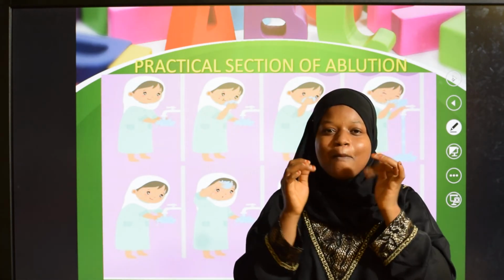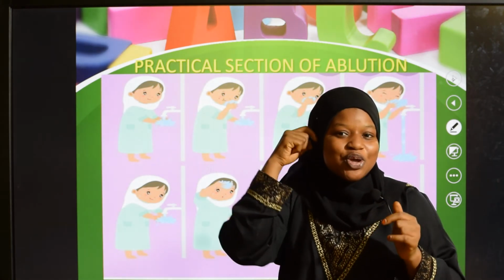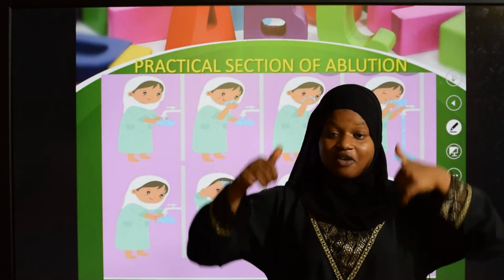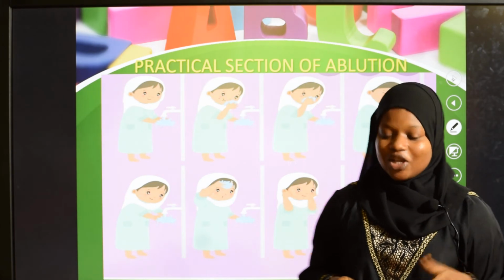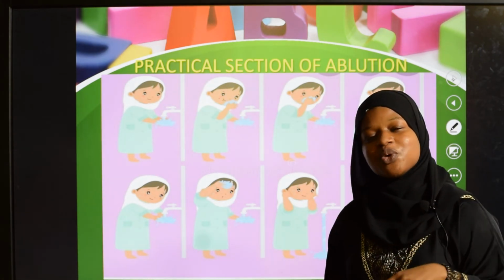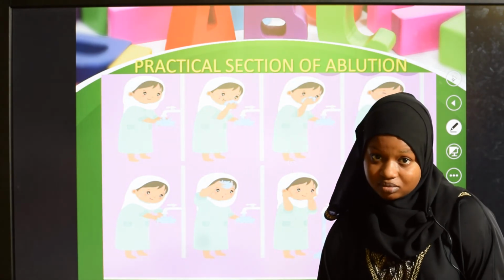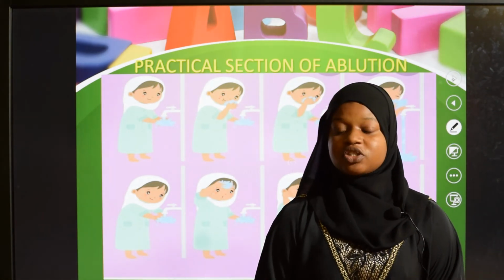And that's it. When you are done, you pour another water in your hand, and you use it to wipe your ears. And make sure when wiping your ears, you wipe at the back of your ears and inside your ears. It touches everywhere. When you are done, you take your water and then you wash your feet. You wash your feet to your what? To your ankle. Very important. You wash your feet to your ankle.